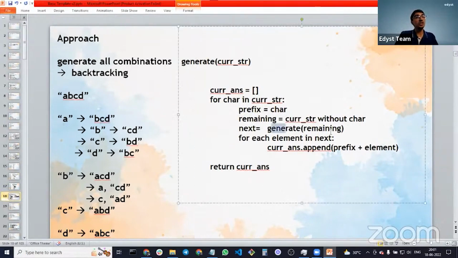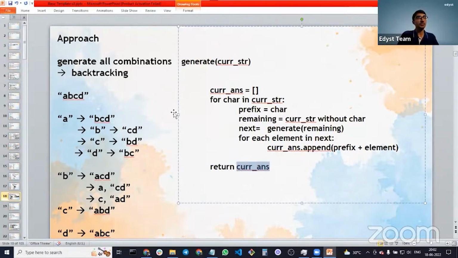I'll say go ahead, generate the remaining ones. So again, it's going to go into a recursive solution. Whatever gets generated from that, assume that you're getting back CD and DC. I want to add B to it, so I want to make it BCD and BDC. That's what I did. I added that prefix plus element. And these two I want to append to my current answer. And once I'm done with making all of them the first choice, I'm going to return that current answer.